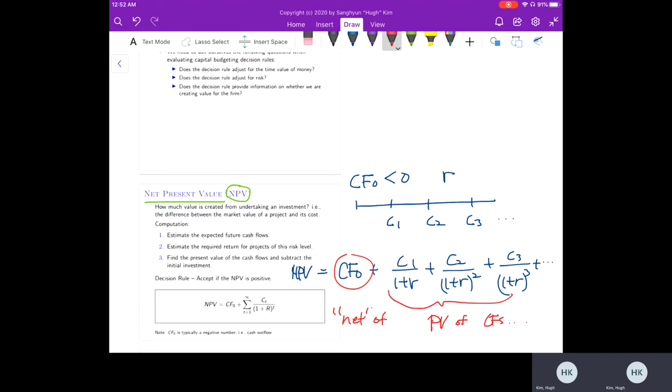As you can see, the NPV rule addresses all the right questions. It adjusts for the time value of money, it adjusts for the risk, and it directly tells us whether we are creating value for the firm.